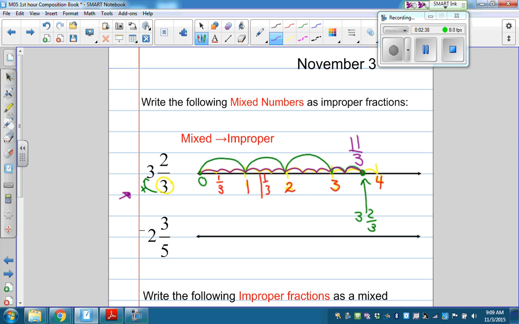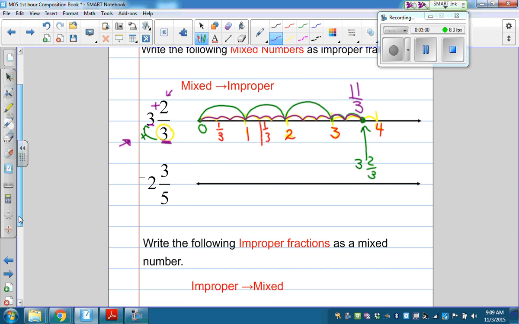Don't forget to keep meaning to math rules as much as possible. You do 3 times 3, which is 9, and then you add the 2, you don't do 3 plus 2. Because you know that there's 3 sets of thirds, and then there's 2 more little thirds. So it's 3 times 3, which is 9, and then you add the 2 and you get the 11. So let's do it the reverse way here.